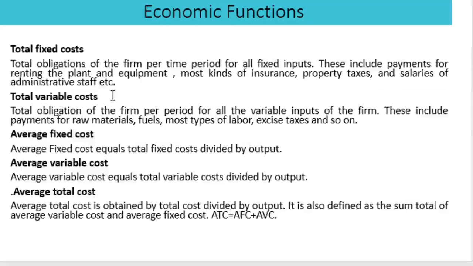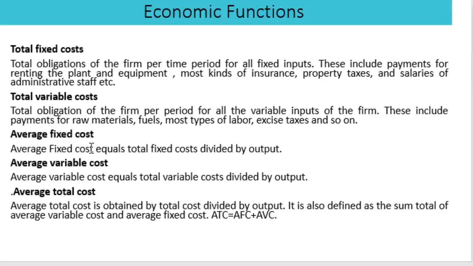Another term is the total fixed cost. This is the total obligation of the firm per time period for all the fixed inputs. This includes payment for renting the plant and equipment, most kinds of insurance, property tax, and salaries of the administrative staff. These are the costs for fixed inputs. Then the next important type of cost is the total variable cost. It is the total obligation of the firm per period for all variable inputs. These include payment for raw materials, fuels, most types of labor, excise taxes, and so on. These are the costs for variable inputs.